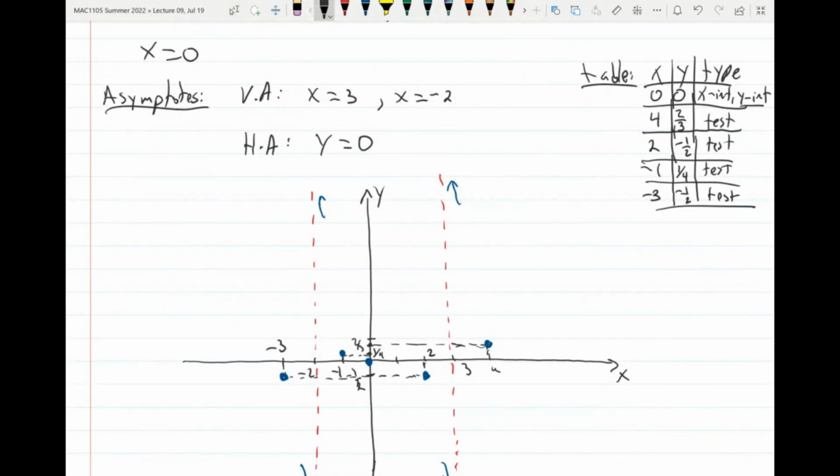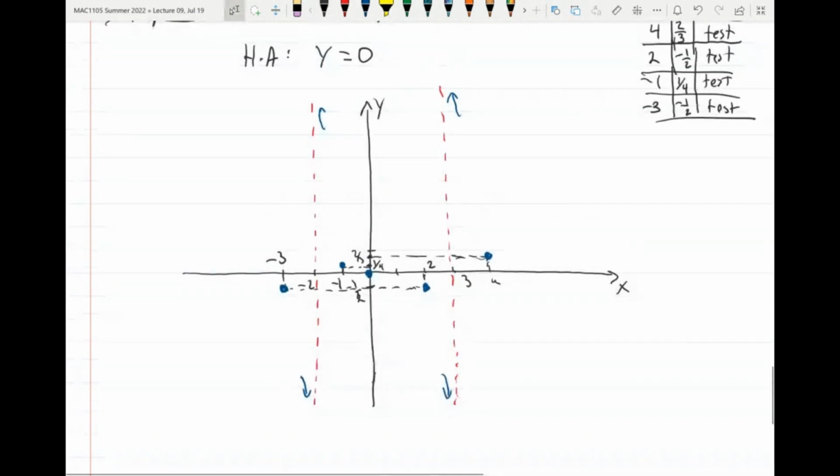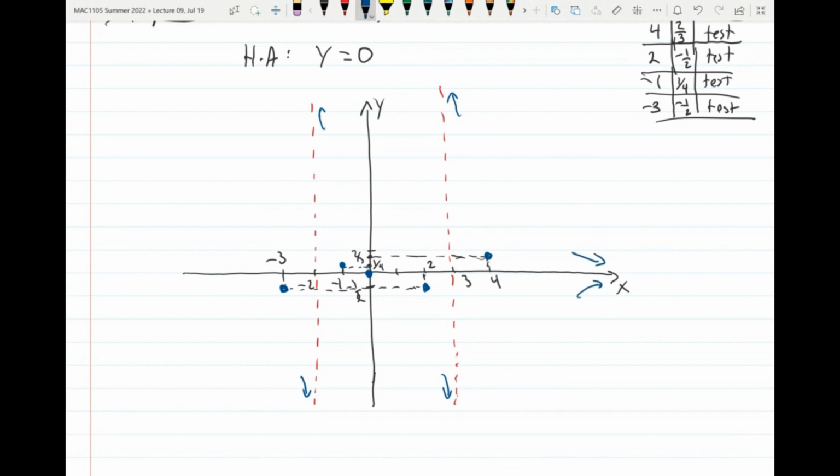This is also a test point. Okay, so now we have the behavior around the vertical asymptote, and you just do this by putting points. That's all you have to do. It's really not the problem, right? Then let's figure out what happens. The horizontal asymptote. Let's see.